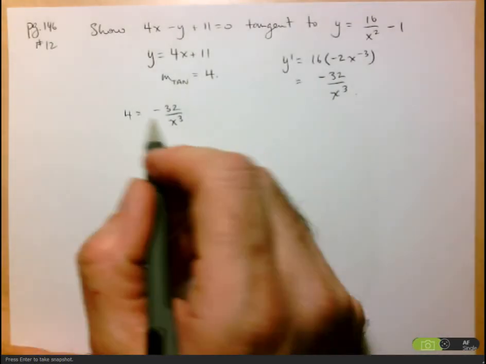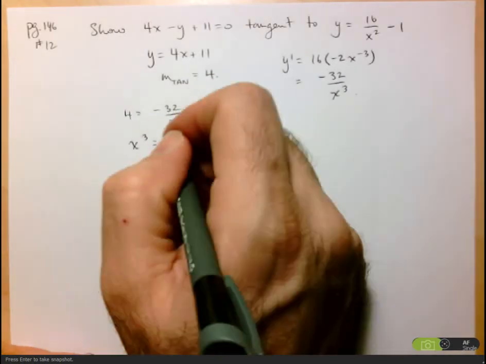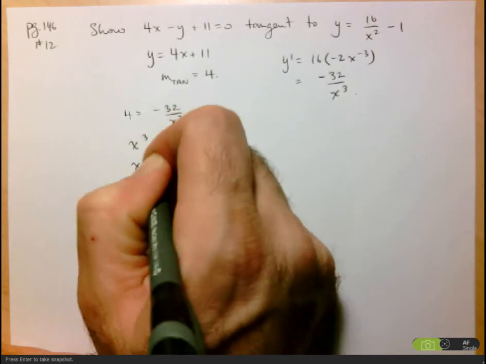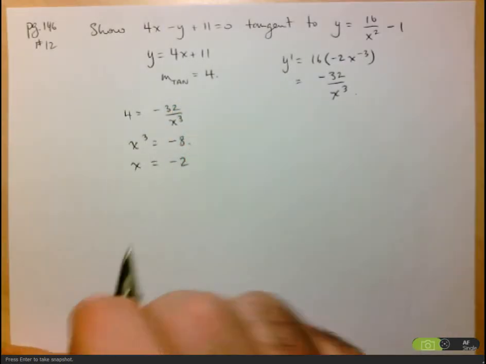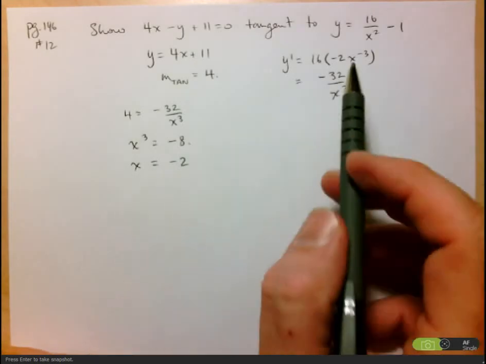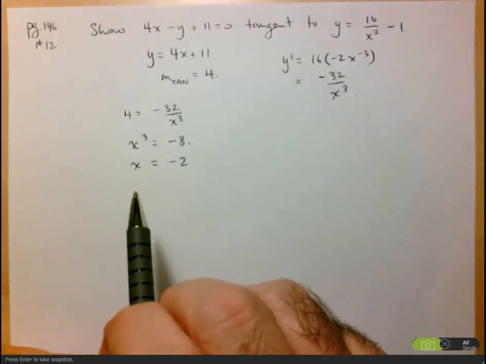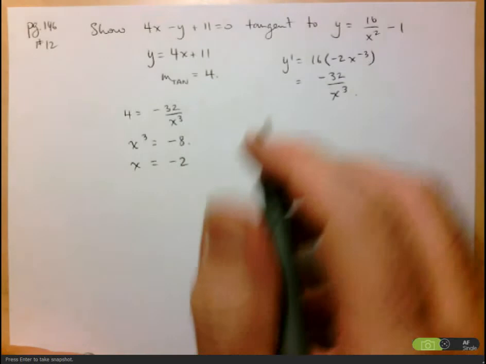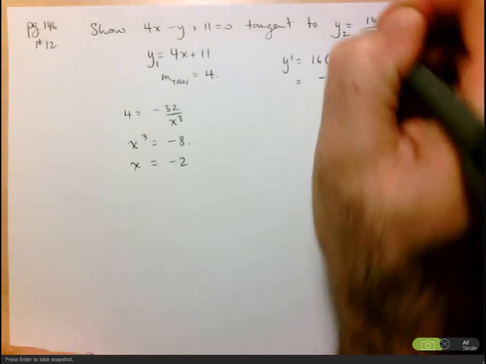So I'll bring the x cubed to the other side and divide by the 4 on the right, so negative 32 divided by 4 is negative 8, and the cube root of negative 8 is just equal to negative 2. So when x is equal to negative 2, the slope of the tangent to this curve is equal to 4. The last thing we have to do is show that they share a point when x is equal to negative 2. I'll call this y1 and I'll call this y2.